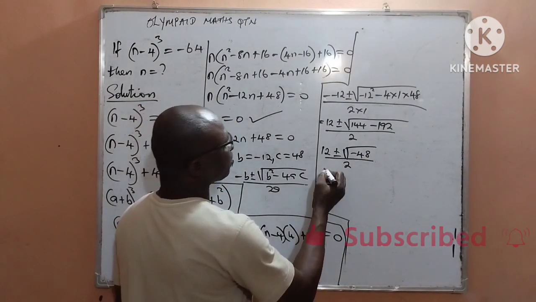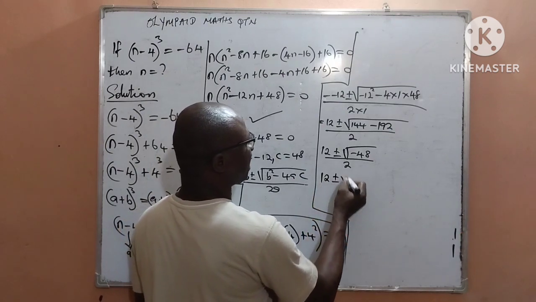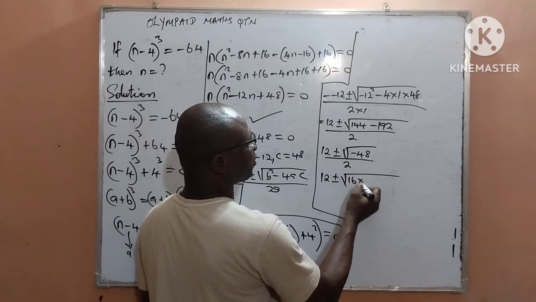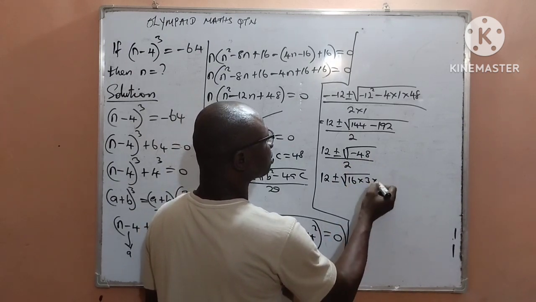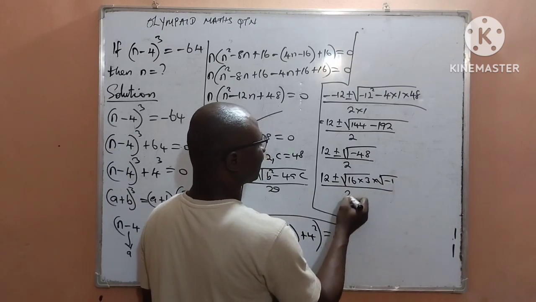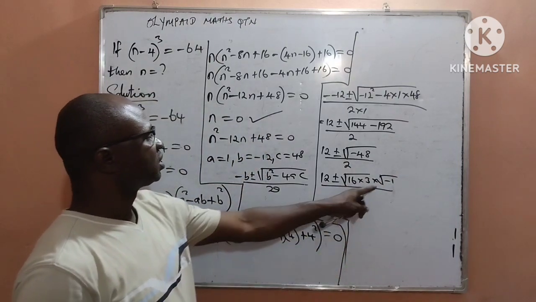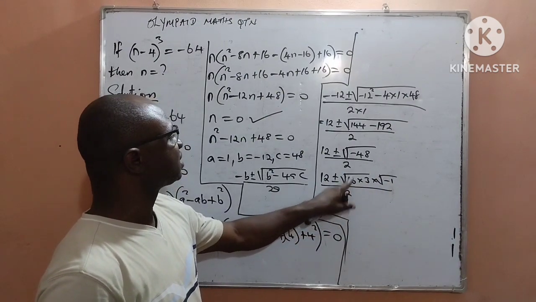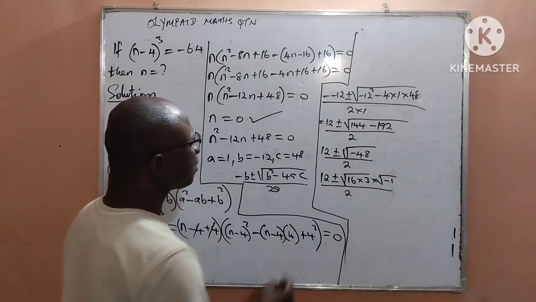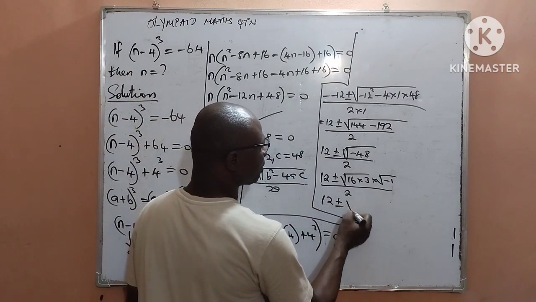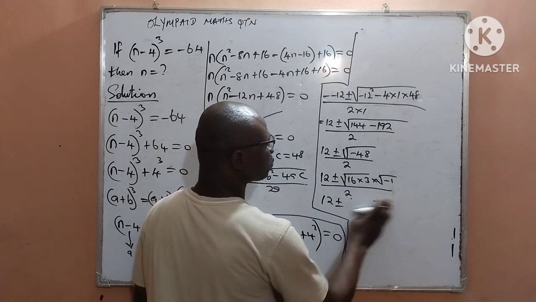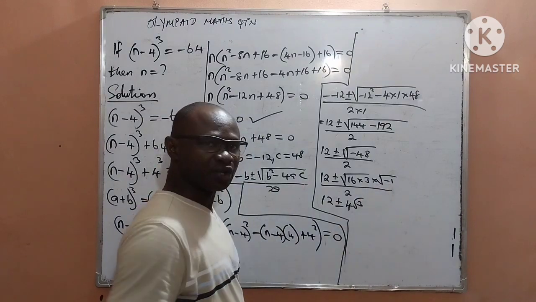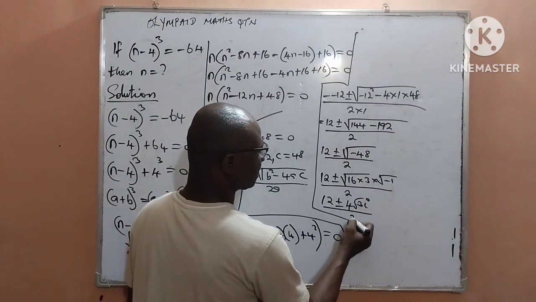Alright, moving forward, I will have this written as 12 plus or minus the square root of 48 minus, which can be written as 16 multiplied by 3, then multiplied by the square root of negative 1, all over 2. Why? Because if I multiply minus square root of minus 1 by 3 by 16, I will get minus 48. But then this will now result to 12 plus or minus the square root of 16, which is actually 4, then root 3. And the square root of minus 1 is i, all divided by 2.